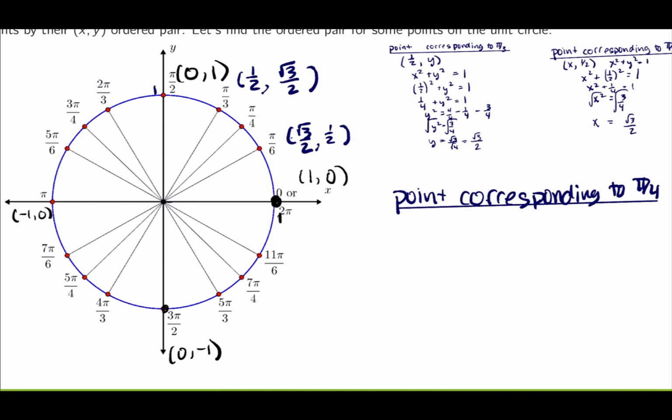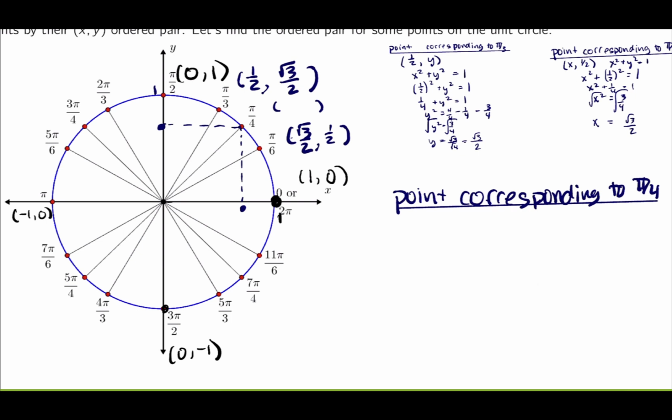All right, let's try this one more time to see if we can find the point that corresponds with the angle pi over 4. If I try to estimate it, it looks like the x coordinate for pi over 4 is maybe like 0.6 or 0.7. It's a little bit more than 1/2. And it looks like the y value there is also about 0.6 or 0.7.